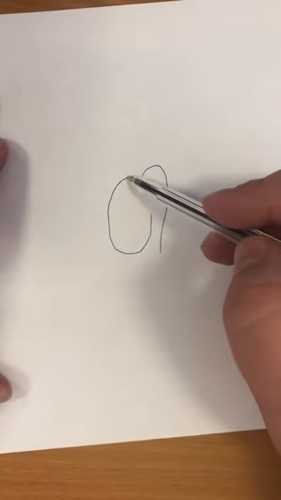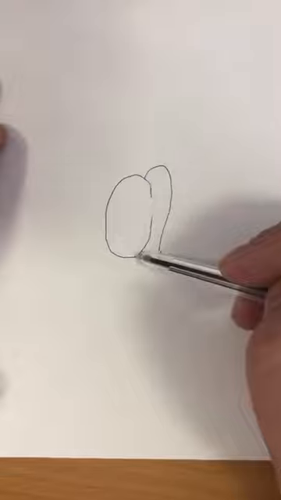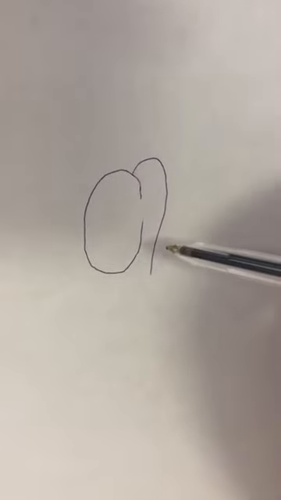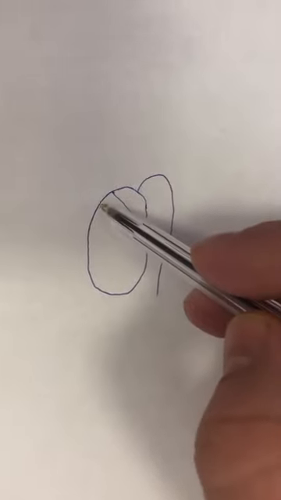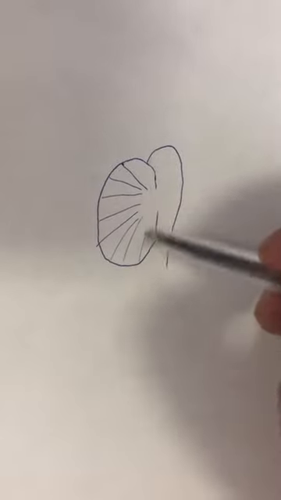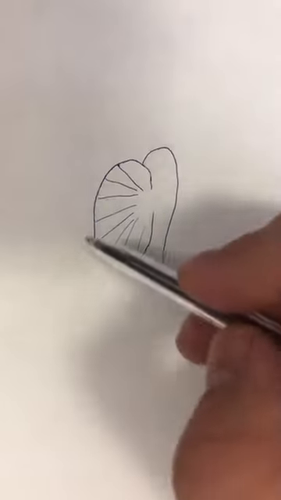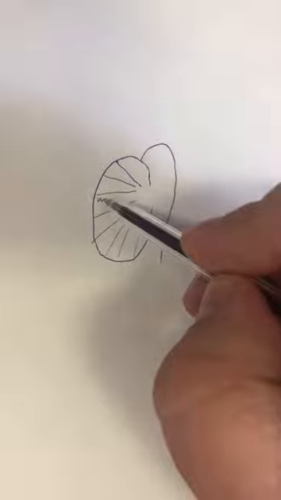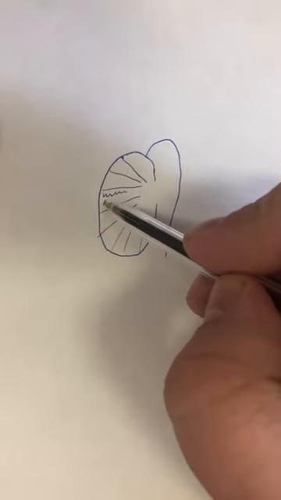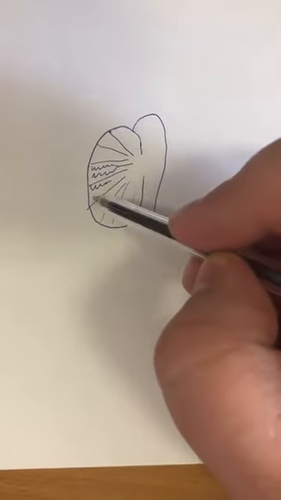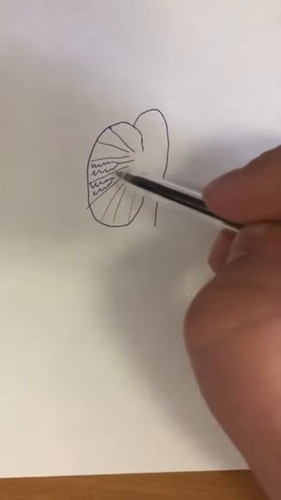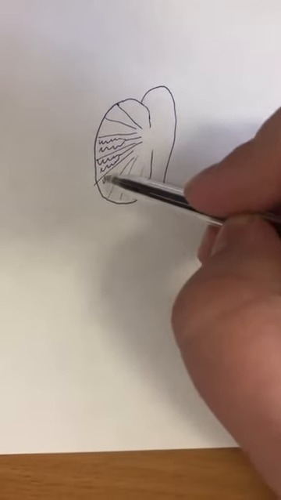Testis has an external connective tissue coat, which has the name tunica albuginea, and from this coat start a lot of septula testis, which separate testis into the lobules, and inside of these lobules we have convoluted tubules, tubuli seminiferi contorti. They continue into tubuli seminiferi recti. Tubuli seminiferi contorti, that is the place where spermatozoa are produced.